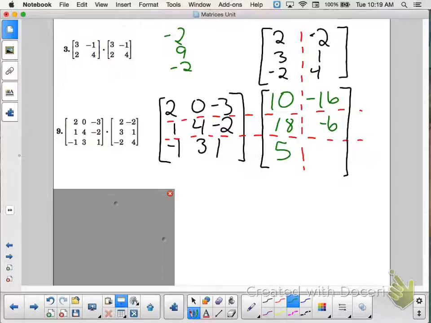Okay, and then I have one more. So, Reed, do you want to do this last one? Negative 2 and negative 1. Negative 2 and negative 1. 1 and 3. And then I add all those together, and I will get 9.